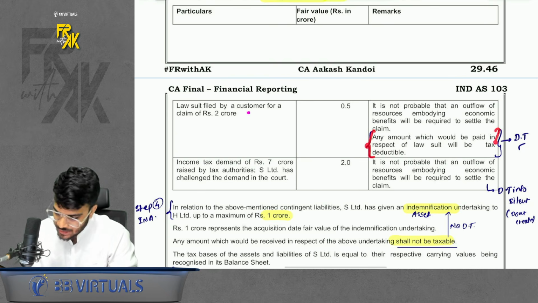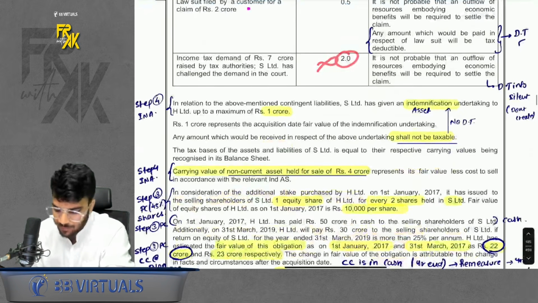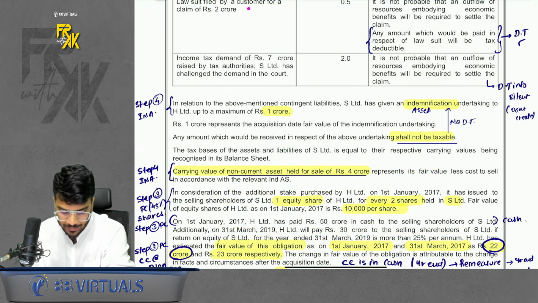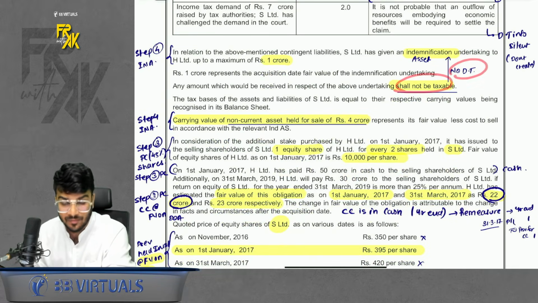In one case they are mentioning deferred tax, so create it. In one case they are not mentioning, so don't create it. Okay, so on this 0.5, deferred tax impact will also come. On this 2, it will not come. Apart from this, the indemnification asset also, you will take over in INA step number 4. It is mentioned it is not taxable, so no deferred tax on indemnification asset.